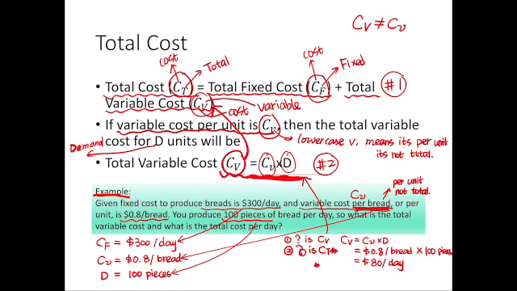Okay, and what is the total cost? Total cost is based on this function, right? So CT is CF plus C capital V. CF is 300 per day. CV is, we just calculated it, $80 per day. So the total is what? Is $380 per day. Okay, this is the result.